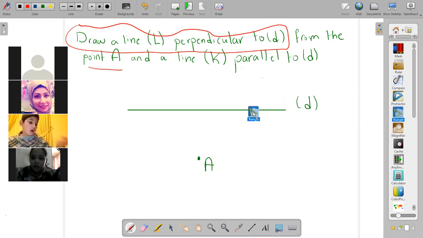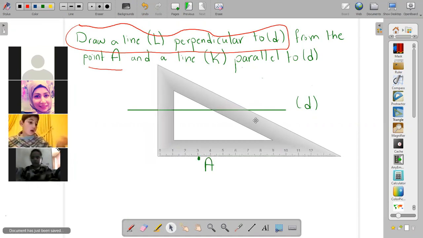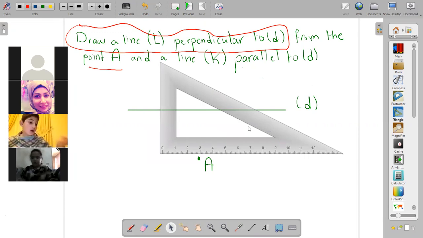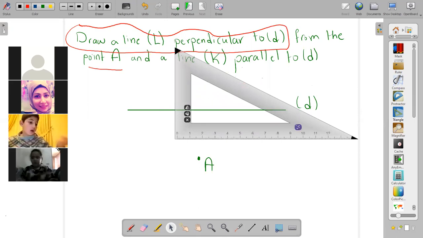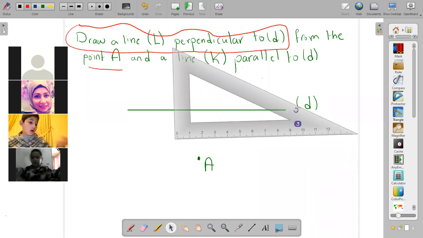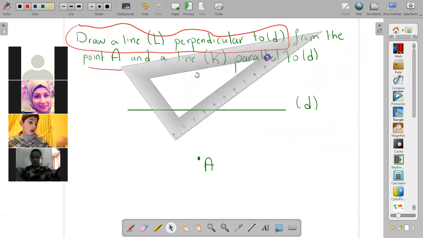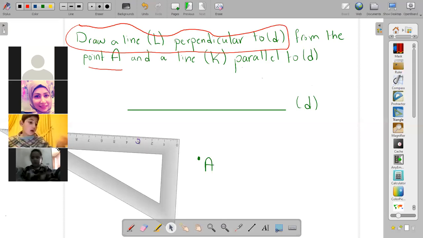So we will bring the set square. We hold it like L, okay. Did you see the point A? Is it down or up above the line D? Down. So what shall I do if the point A is down? Flip the set square, or you can flip your notebook or your paper, because the point is down.